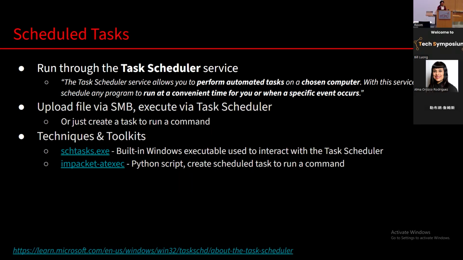So following the exact same formula we did with everything else, you can upload a file via SMB, or you could just create a task to run a command prompt command, which is rinse and repeat. All these are just really a different way to execute a file on a remote computer. We have different techniques and toolkits which abuse this. I was too lazy to find any more, but you have schtasks.exe, which is a built-in Windows executable to interface with the task scheduler, or you could use the GUI as I was showing you before. Or there's another Impacket script that implements this abuse through Python called atexec.